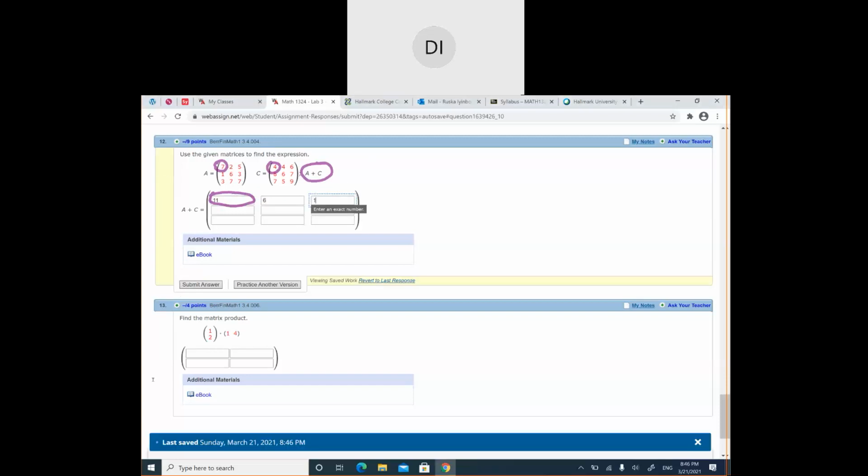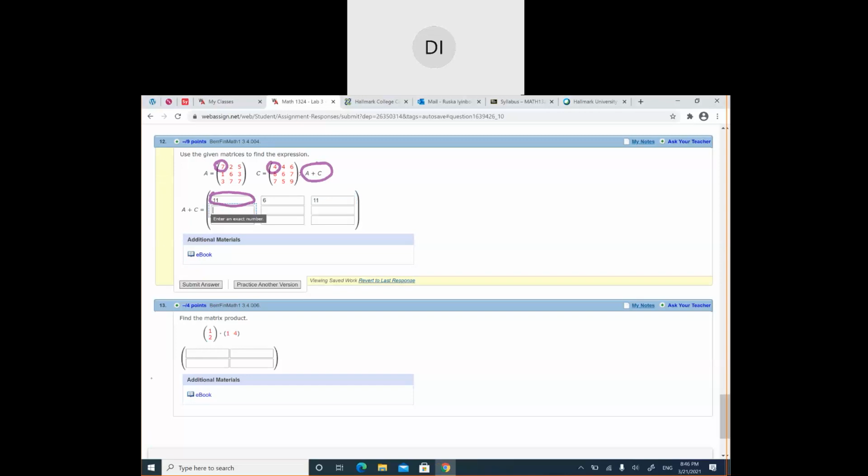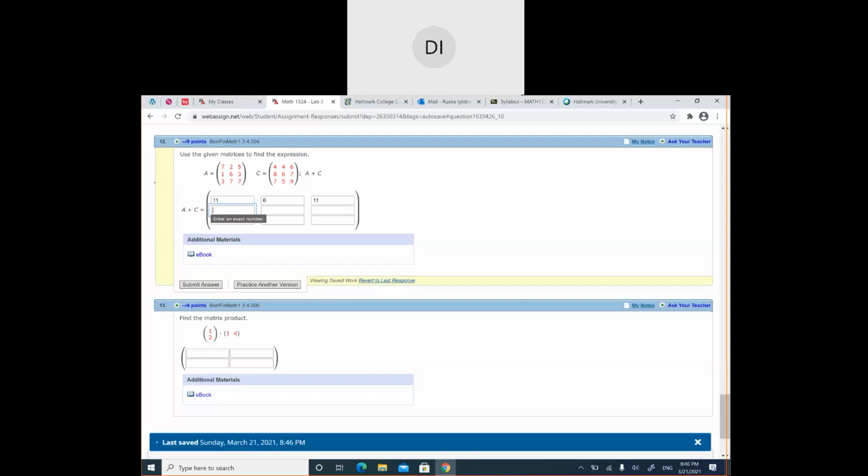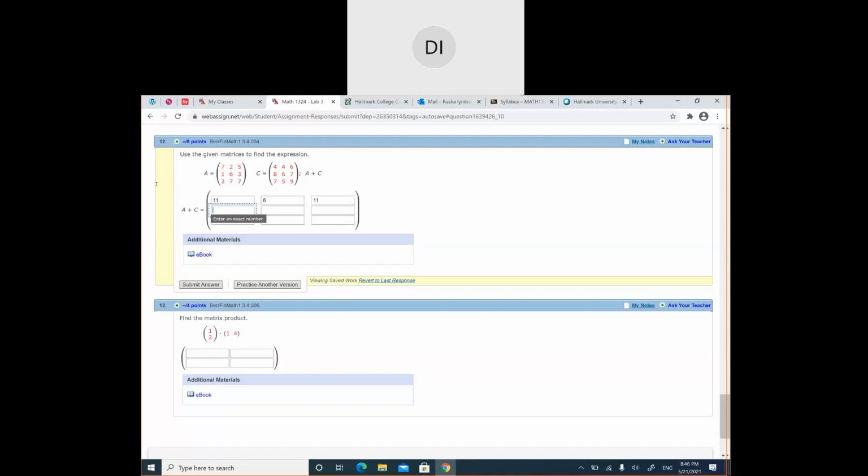And then you can go to the second row. The first number is 1. The first number in the column, you're going like this. So we add 7 plus 4, 7 from the first, 4 from the second. Then 2 plus 4, 5 plus 6.